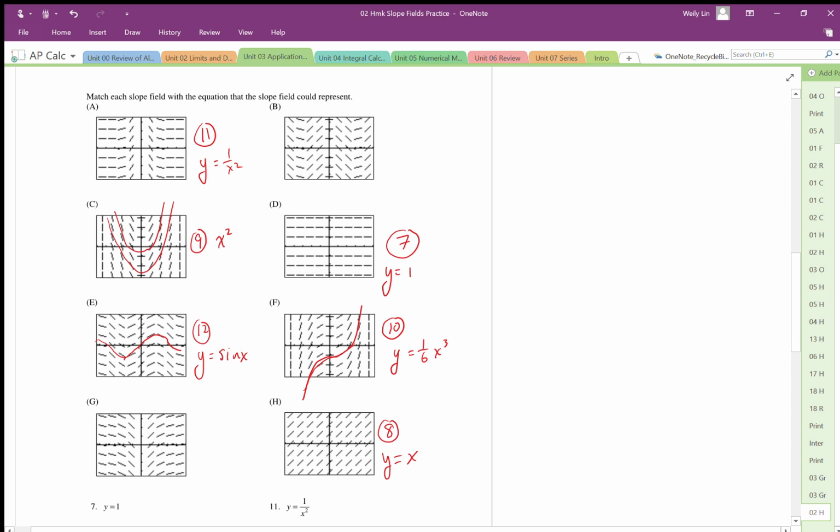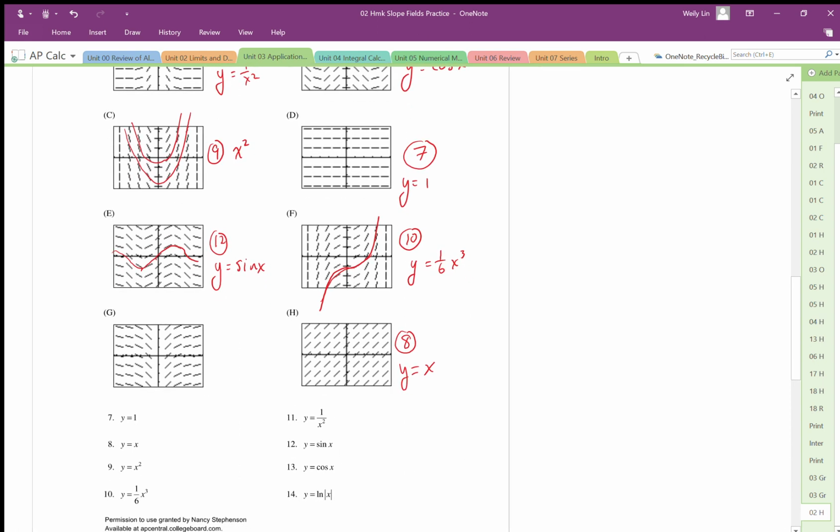And then this similar shape here, where the max goes through 0, this should be our cosine graph. So y equals cosine x. And lastly, this will be the log of the absolute value of x. The log function looks like this. The absolute value makes sure that it's mirrored on both sides. So number 14, this is y equals log x.